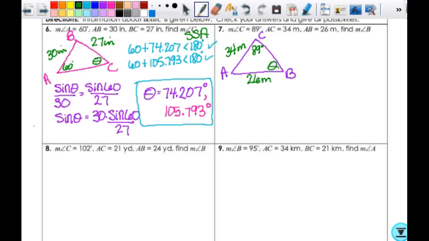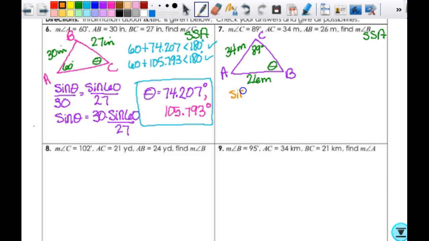I look at this and I have 2 side lengths and the non-included angle. So this is a side-side-angle situation, which tells me I'm using the law of sines, and it's the ambiguous case. I'm going to have to check stuff in the end. So I start off by setting up my law of sines here. I'm going to find the sine of theta.